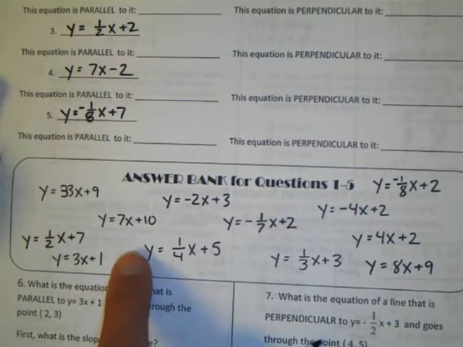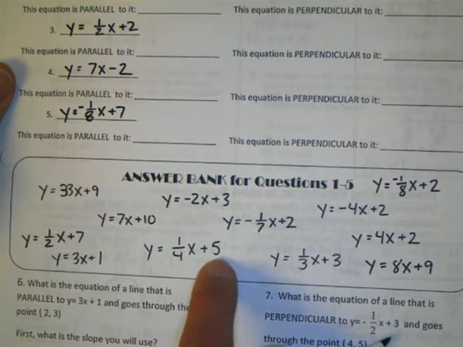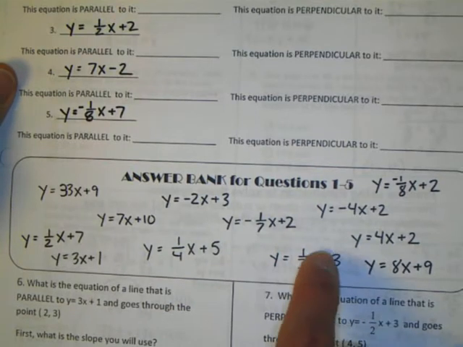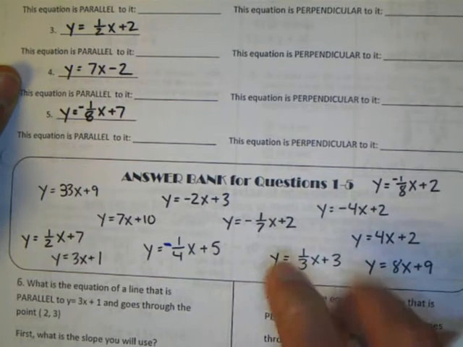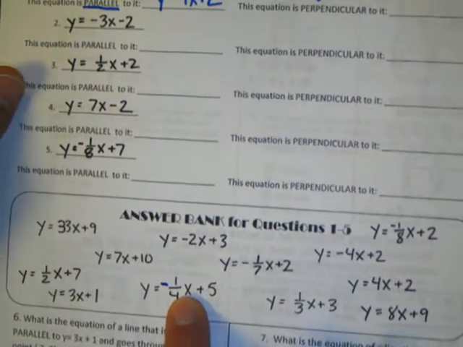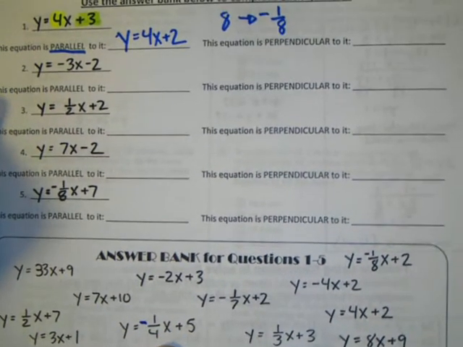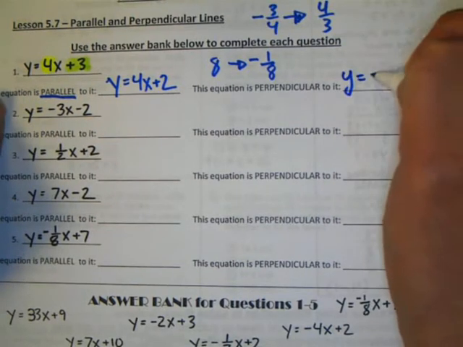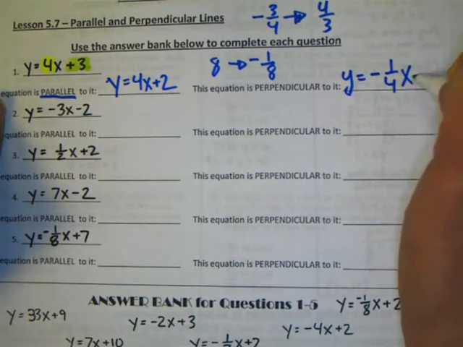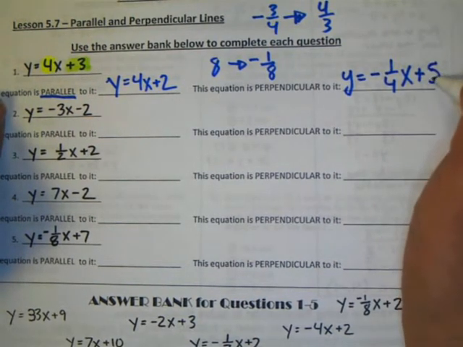Do I have anything with a negative? Oh, you know what? This is, I think, the one problem that had a mistake. I'm going to be able to catch it right now. That's a negative right there, right? So this is the one that should match up with that answer. That should be negative 1/4 x plus 5. I'm going to use that one. Y equals negative 1/4 x plus 5.